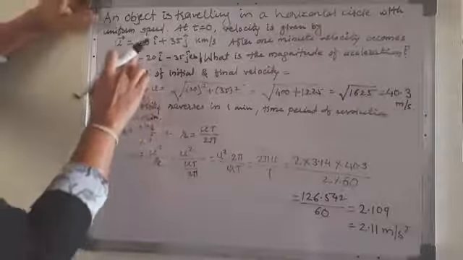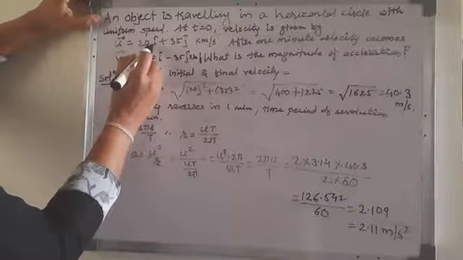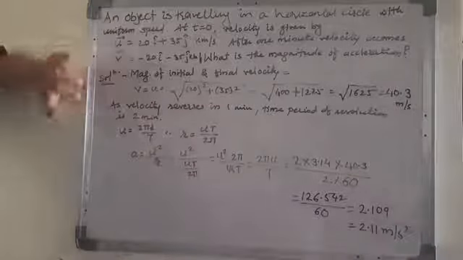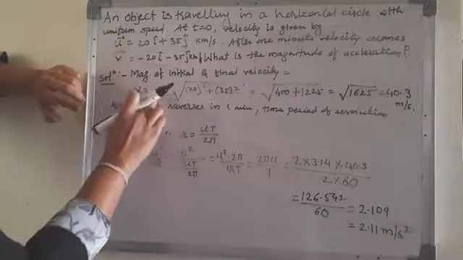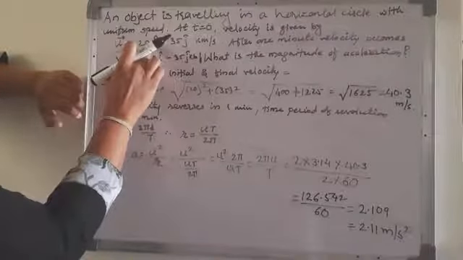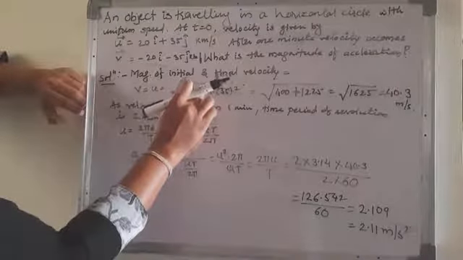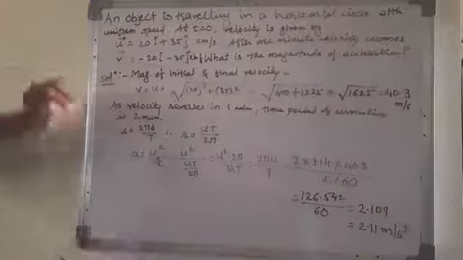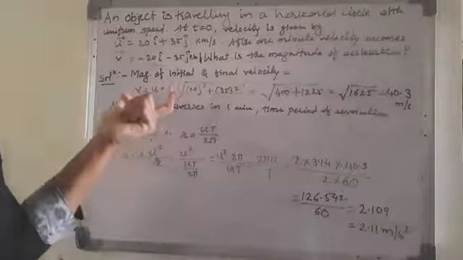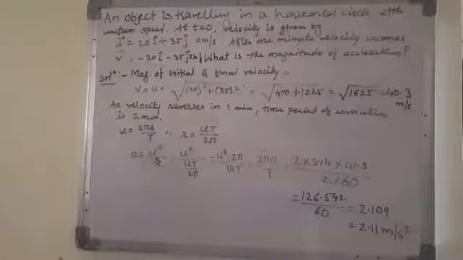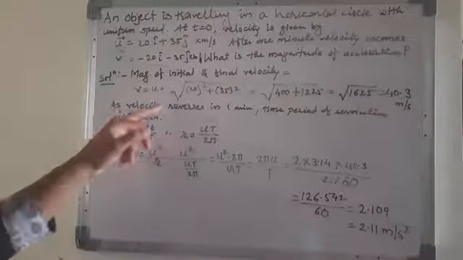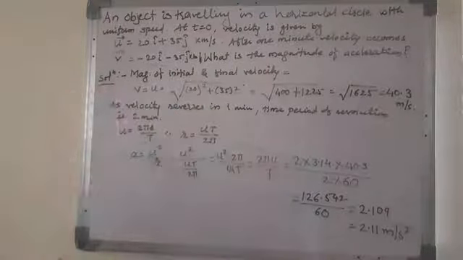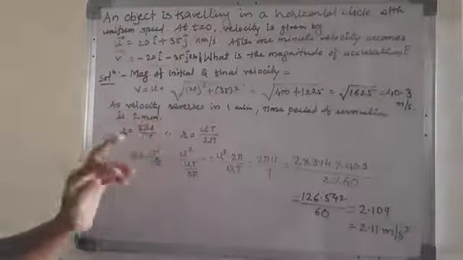Because the coefficients of unit vector i and unit vector j are the same, the magnitudes of both velocities are the same. So v equals u, which is the square root of 20 square plus 35 square. On solving this, the magnitude of the initial and final velocity is 40.3 meter per second. But as the velocity reverses in 1 minute, the time duration will be 1 plus 1, that is 2 minutes. So the time will be 2 minutes.